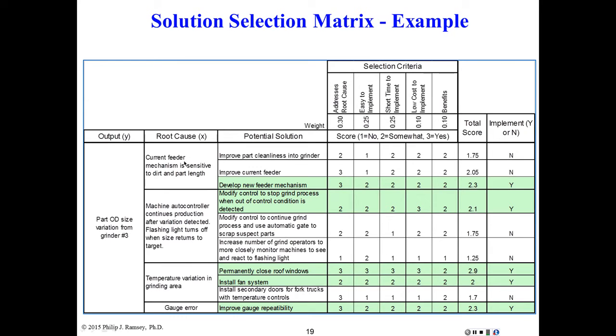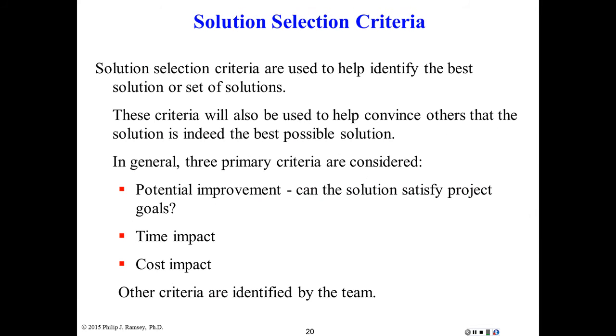You can take a look, by the way, there's more than one root cause. And you can take a look at the different proposed solutions. The team worked through a rating scale and then evaluated what to implement, and the ones shaded in green are the solutions that they implemented. Given there were more than one root cause, you can see there were multiple solutions that were selected. And this is the basic idea of what we call a solution selection matrix.